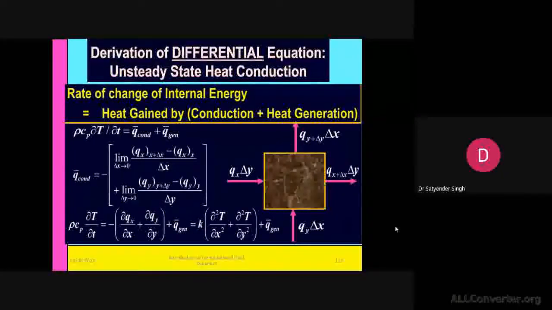So let's say the flux which is normal to the y is also coming out from the other phase by taking an increment of delta y in the same direction.